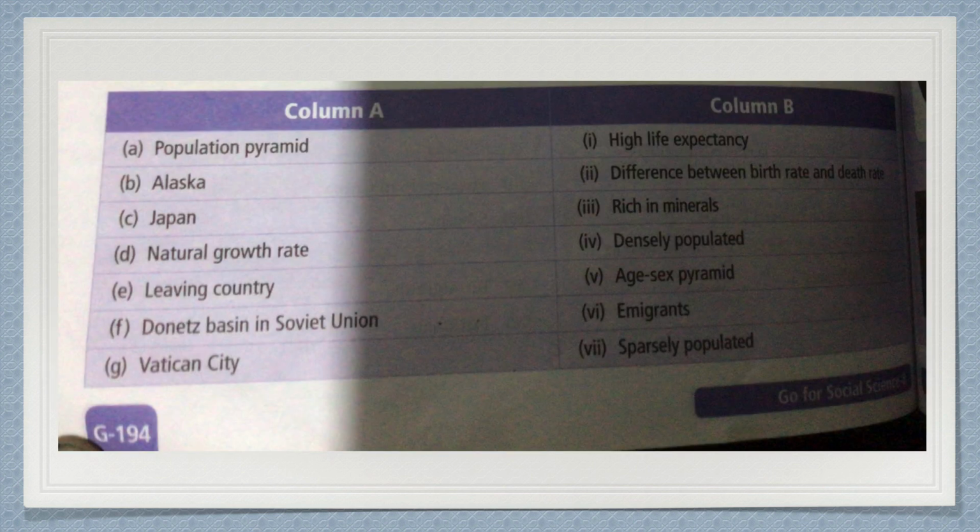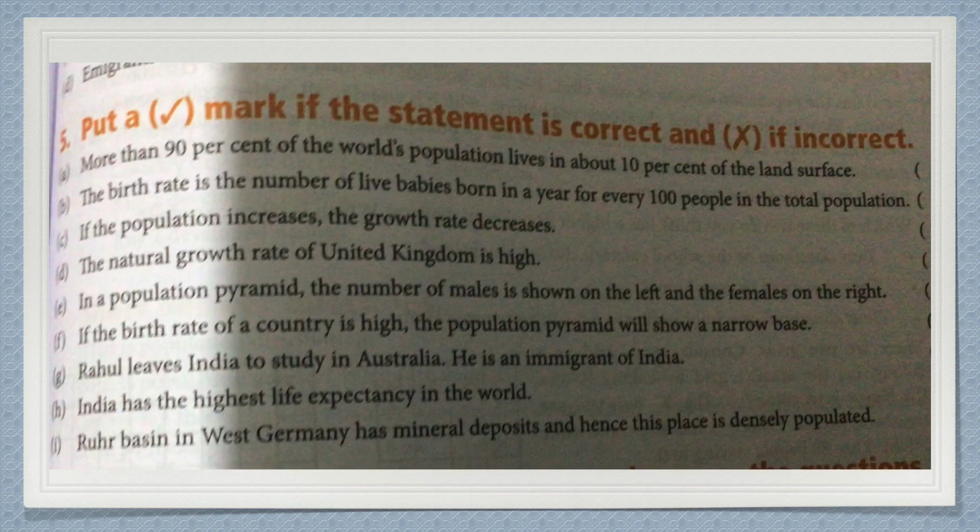Match the column. Column A. Population pyramid. Column B. Age-sex pyramid. Alaska. Sparsely populated. Japan. High life expectancy. Natural growth rate. Difference between birth rate and death rate. Leaving country. Immigrants. Donets Basin in Soviet Union. Rich in minerals. Vatican City. Densely populated.